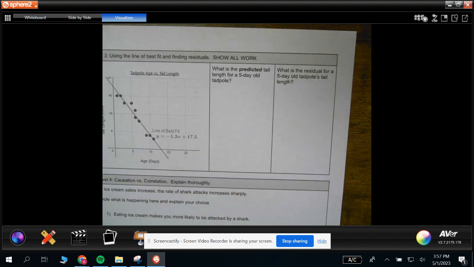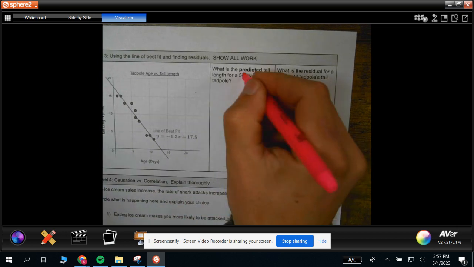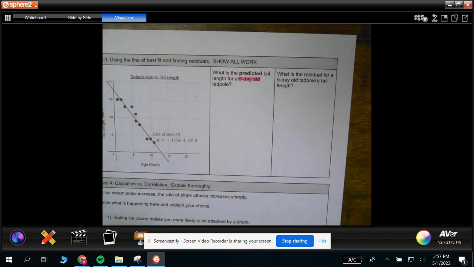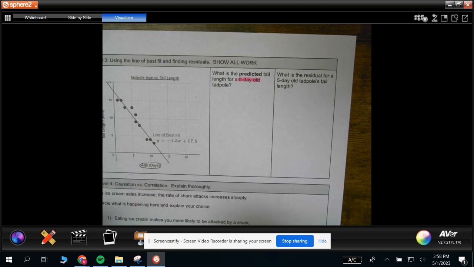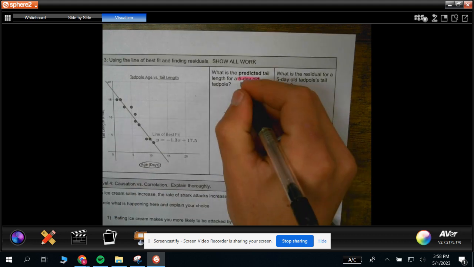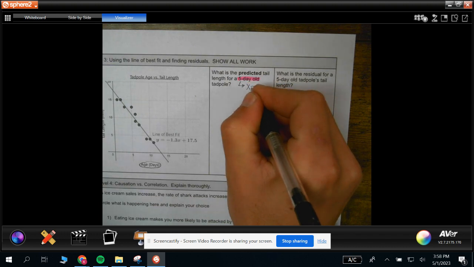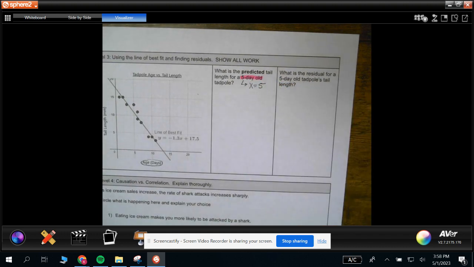Using the line of best fit and finding residuals. So here, tadpole age versus tail length. What is the predicted tail length for a 5-day-old tadpole? Well, 5 days and 5 days old. Well, we got to think about, is that x or y? Well, I see here that age is x. So this tells me that x equals 5.